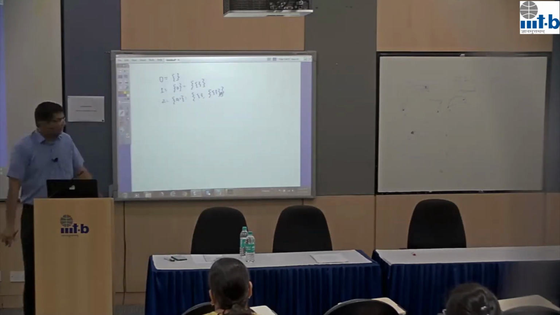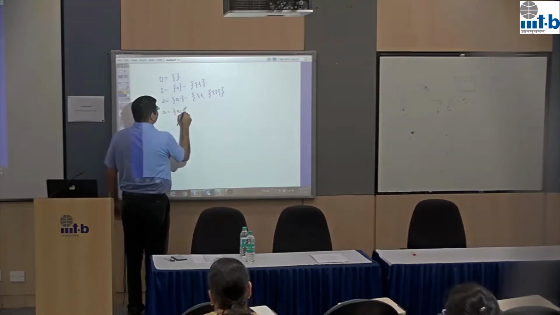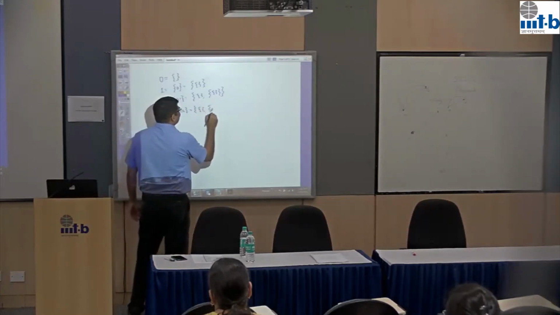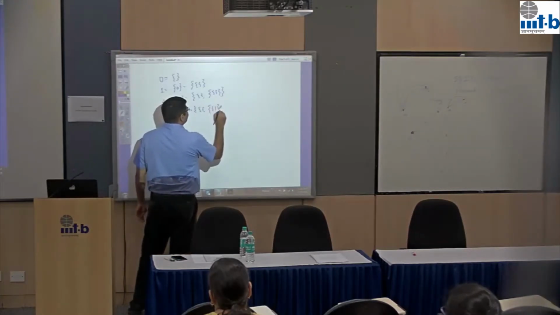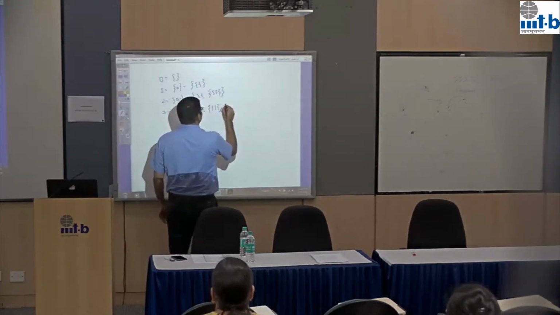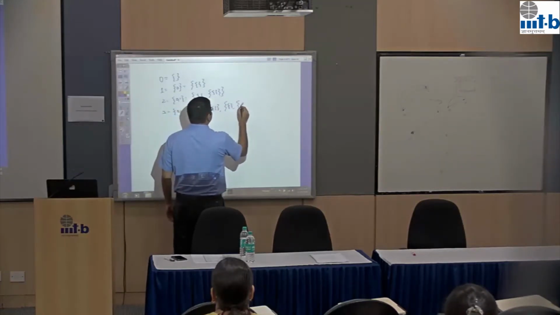Okay. And similarly, 3 equal to 0, 1, 2, which is what? So 0 is the null set. This is a set containing the null set. Okay, and this is what? A set containing the null set and 0 and 1.